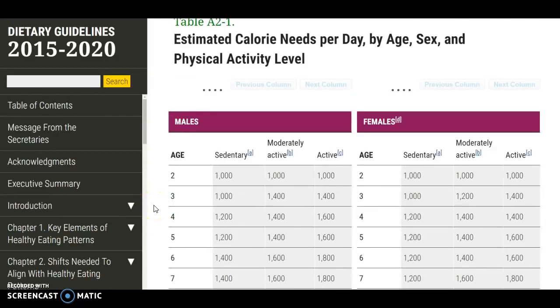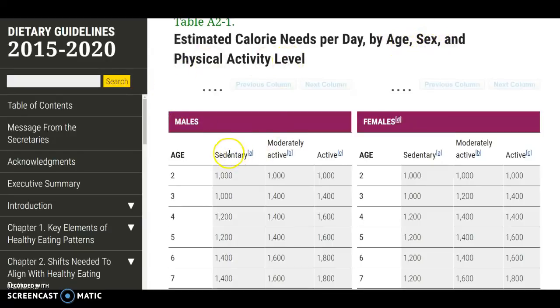So if you're recommended to get all that exercise each day and use a lot of energy, are you eating enough to do that? So you could check out this cool table too. And it says the estimated calorie needs for you each day by your age and gender and physical activity level.